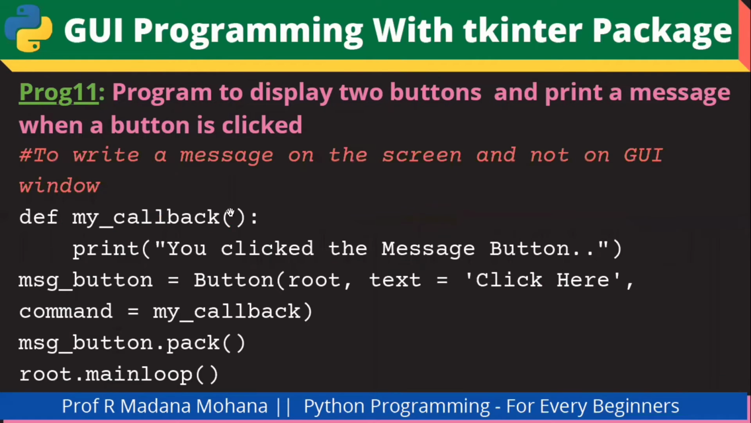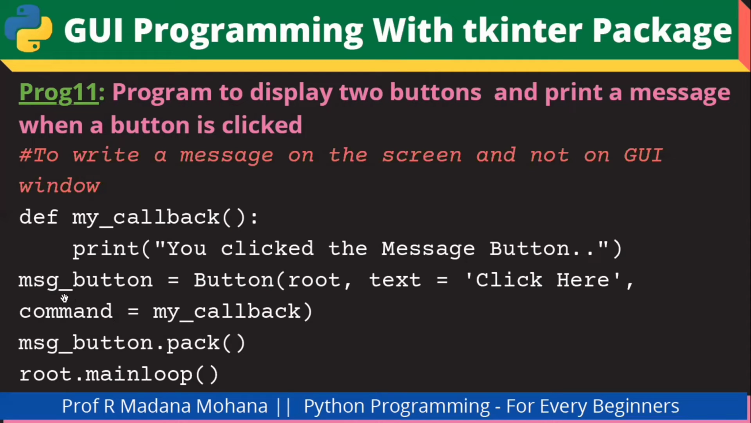The next one is to write a message on the screen and not on the GUI window. In the console window, you want to print the message by clicking that button. So here you can define one method, as usual, normally defining our functions. So def, here I am giving my_callback as the method name. So print: you clicked the message button. By clicking that button in the tkinter window, that message will be displayed. Whatever message you want, you can include in the print statement. Here I have given, "You clicked the message button".